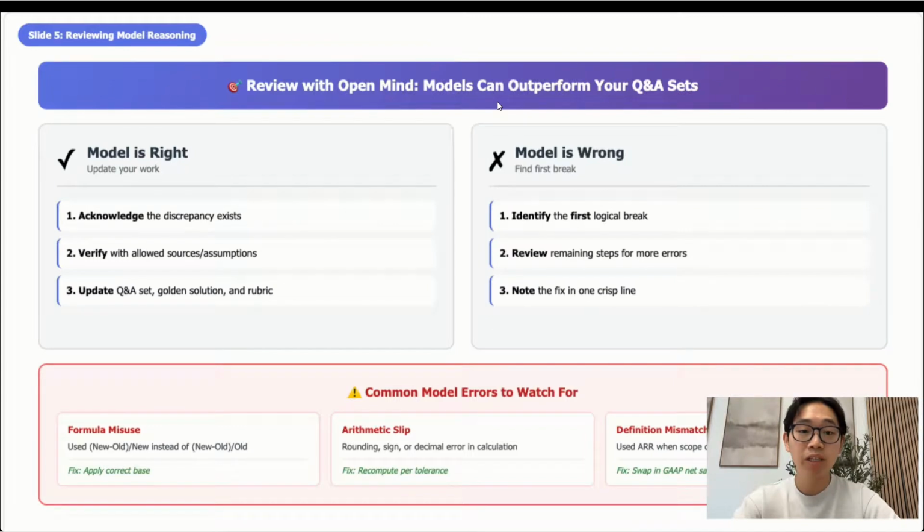Last up, we'll quickly go over some best practices to reviewing a model's reasoning. Read through the model's chain of thought with an open mind. Today's top models can sometimes beat your provided question and answer sets. If the model's logic is stronger and still within the scope of your prompt, please update your sets. If the model is wrong, mark the first break in their reasoning and note the fix in one line before moving on.